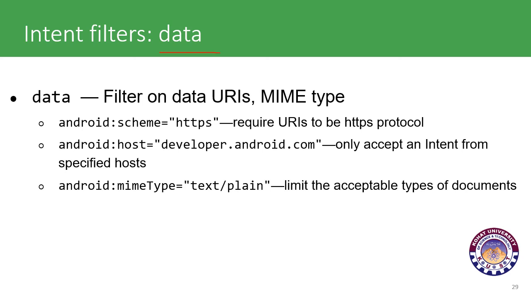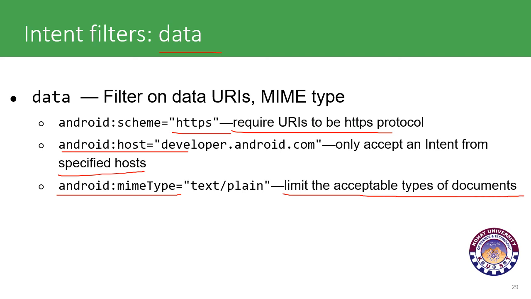So what is the data in intent filters? Filters on data, URIs, MIME types, etc. Android scheme https. This means that we are accessing some file or web page with the help of the HTTPS protocol. The second one is host developer.android.com, which only accepts an intent from a specified host. If you want to accept an intent from a specific host, we do this in the Android manifest XML file like this. And this is a MIME type which states that the document to be transferred is in text plain format. So it limits the acceptable types of documents.